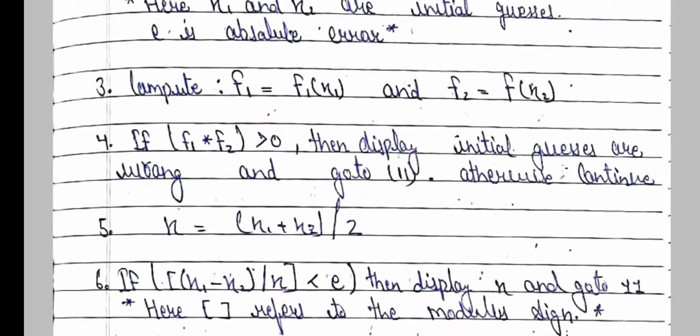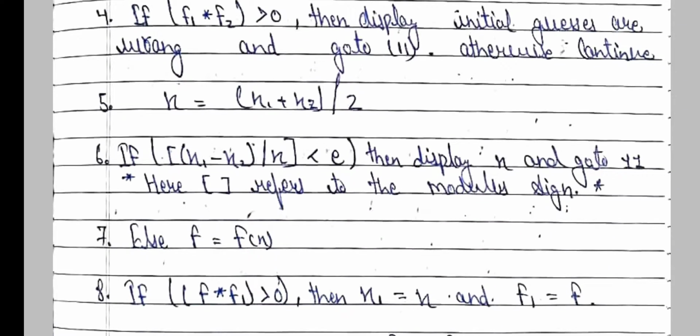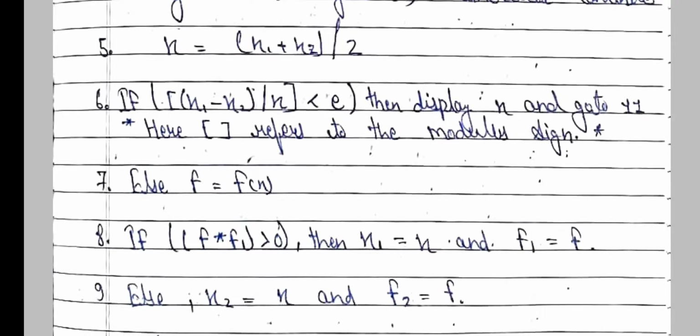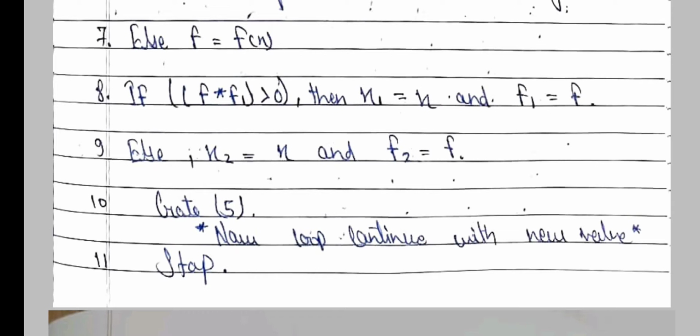Now we set x equals (x1 plus x2) divided by 2. In the sixth step, we check whether (x1 minus x2) divided by x is less than e or not. If so, we display x and go to step 11. In the seventh step, if the sixth step is not satisfied, then f equals f of x. In the eighth step, if f into f1 is greater than 0, then x1 equals x and f1 equals f. Otherwise, in the ninth step, x2 equals x and f2 equals f.